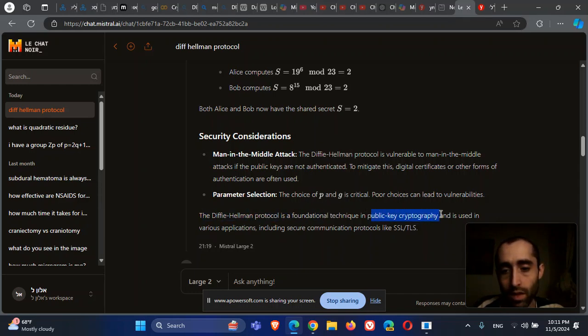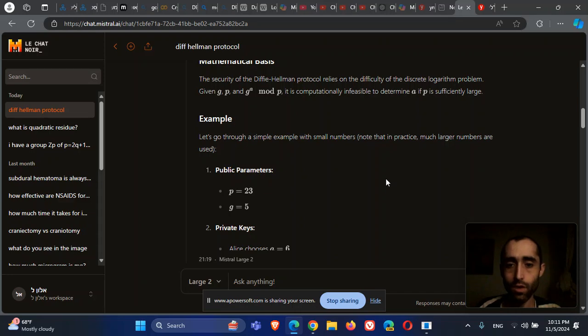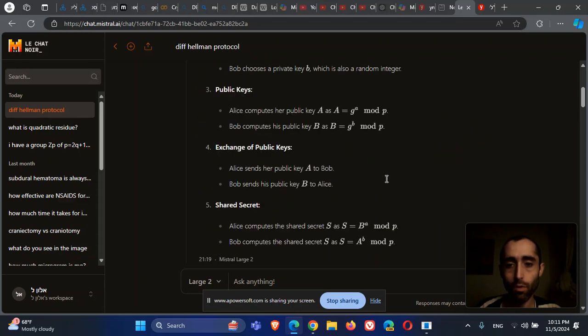Diffie-Hellman is public key cryptography used in communication like SSL and TLS. Okay, this is about Diffie-Hellman, how we can use a public area, even though it's public, to share a secret key between two parties, using the discrete logarithm problem.